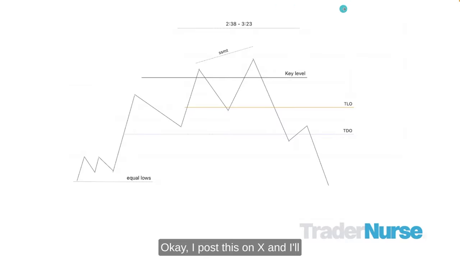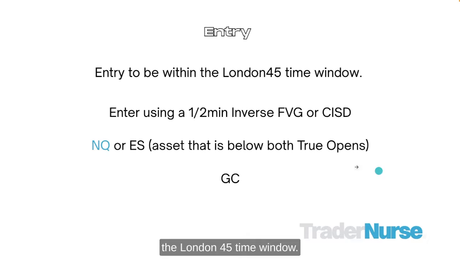Okay, I posted this on X, and I'll post a link to my X account to show you. And yeah, that's the really basic one. So our entry must be within the London 45 time window. Enter using a 1 to 2 minute inverse fair value gap or a change in the state of delivery. Use NQ or ES, or the asset which is below both true opens, and use gold for the triad.